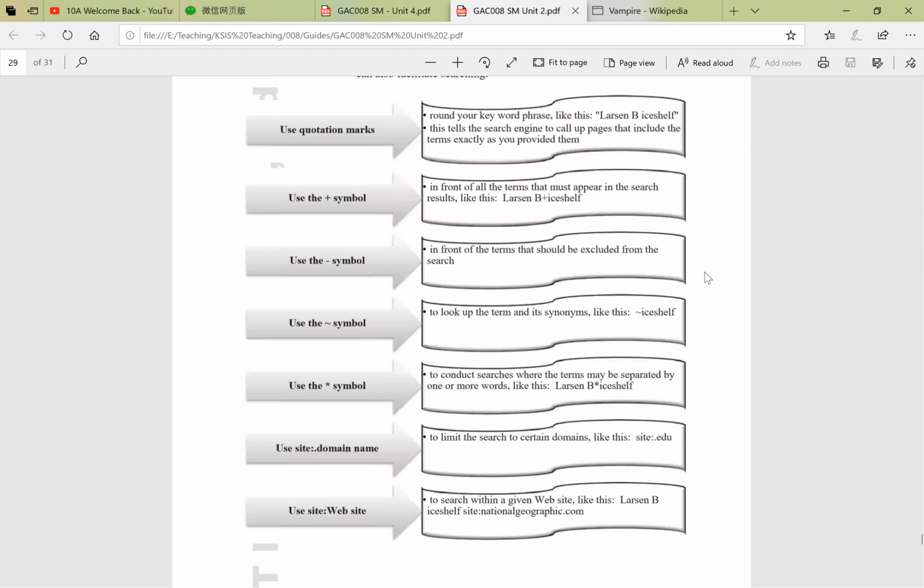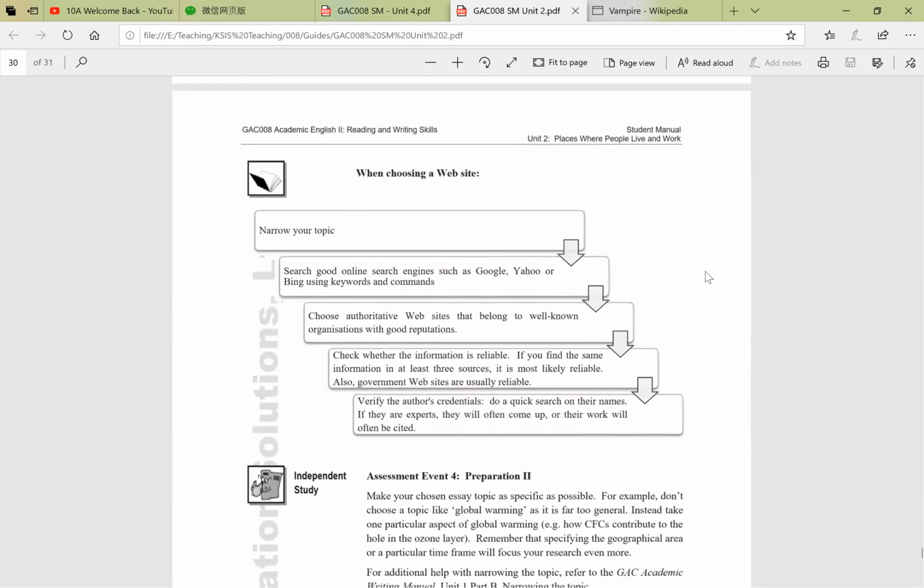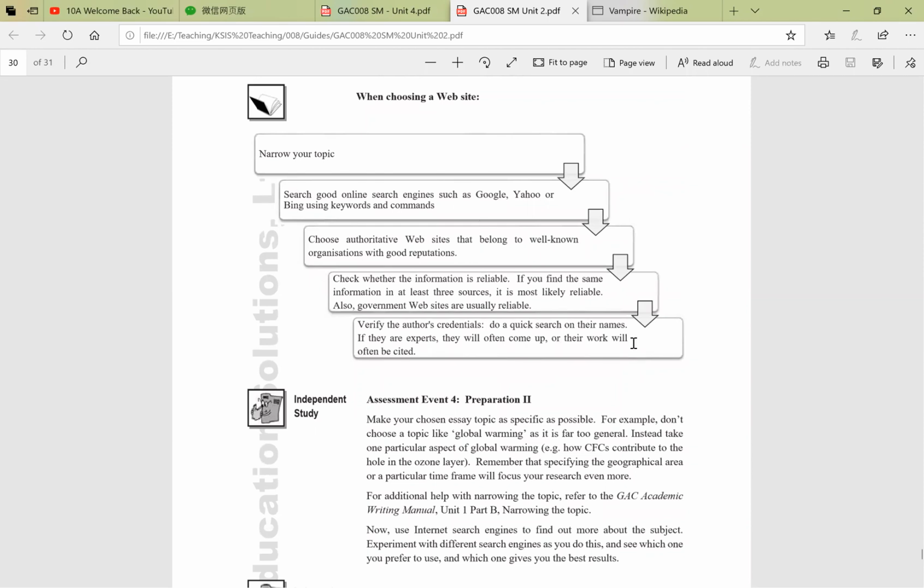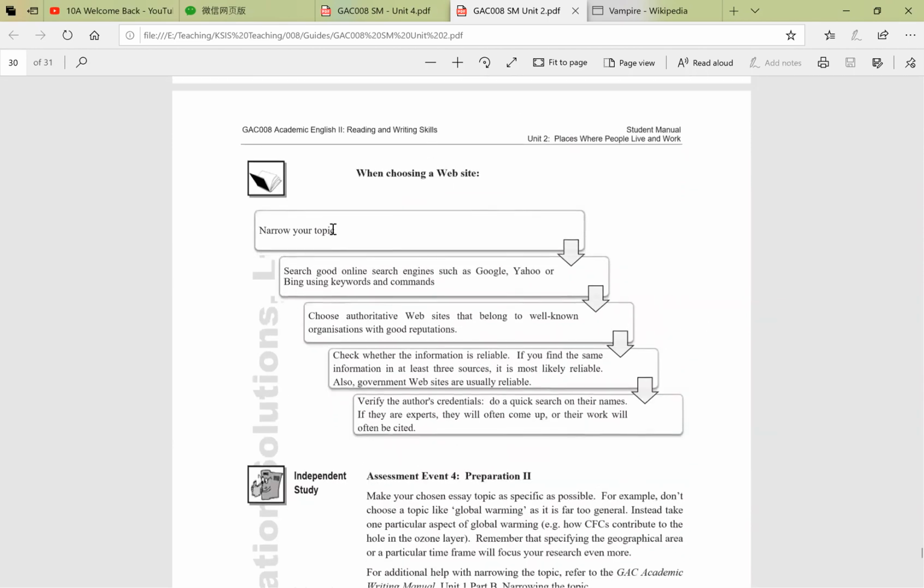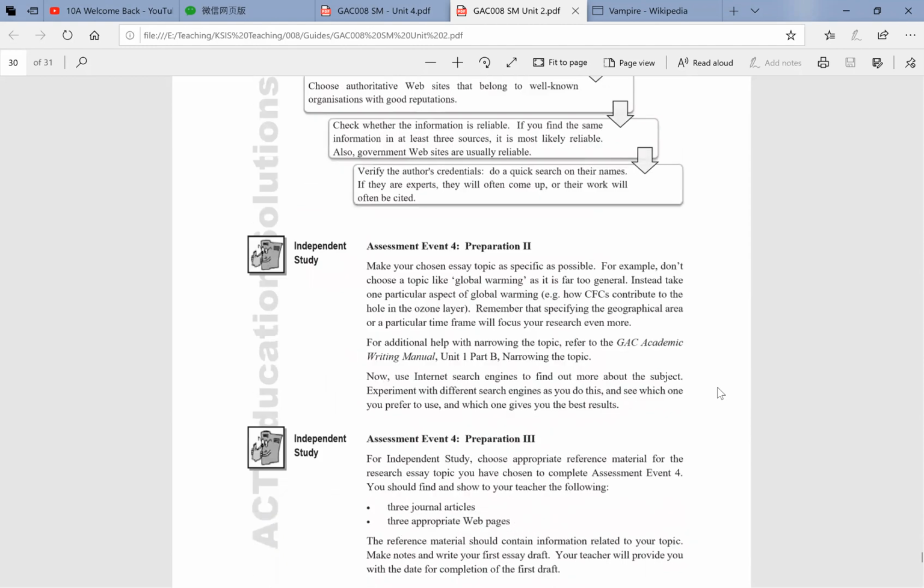Again, all of this is not relevant anymore because of the Google algorithm. But this part of it is interesting. So narrow your topic, which is what you're actually going to be doing when you're using this document and grabbing those questions. Search good online is, well, basically use Google. I really do recommend that you use Google, not Bing or anything else. Choose authoritative websites that belong to well-known organizations. Check whether the information is reliable and verify the author's credentials. So do a quick search on their names, double check that they are experts.